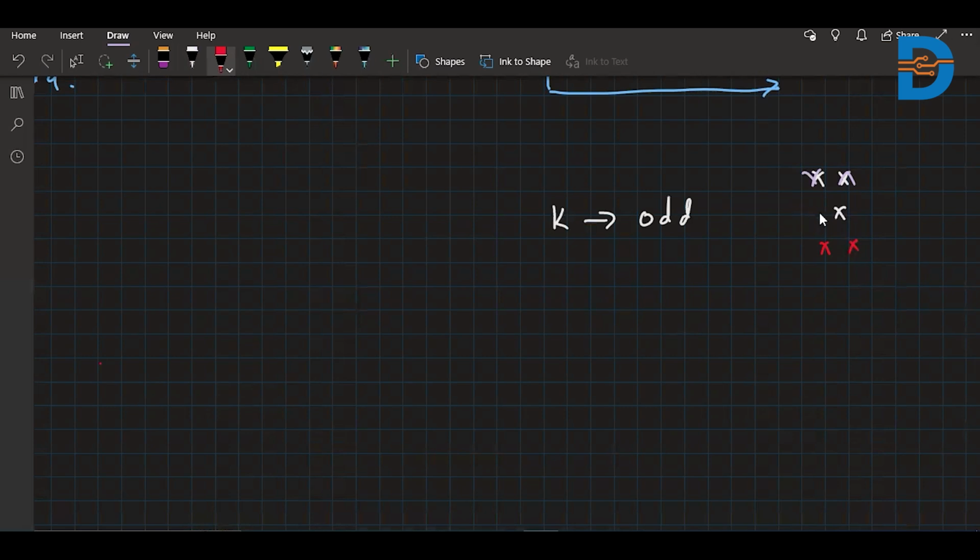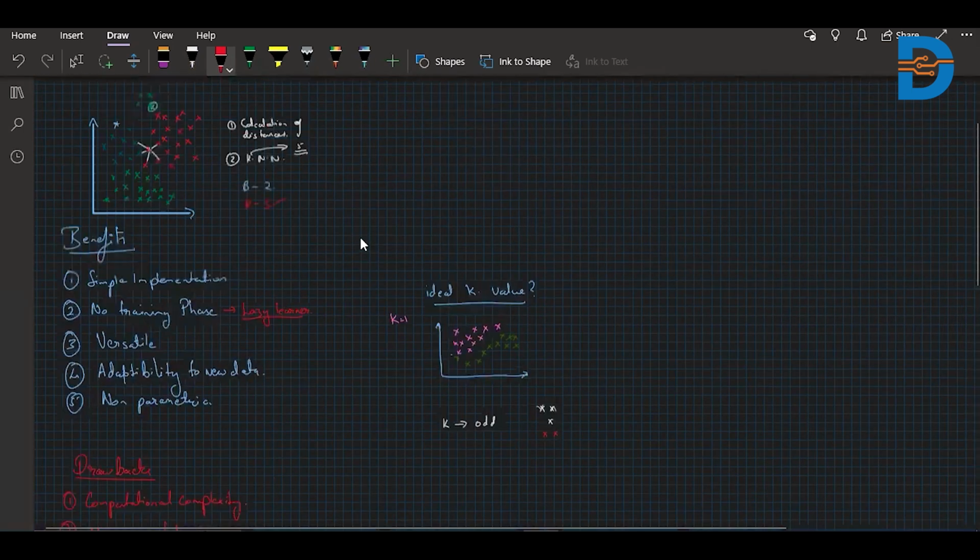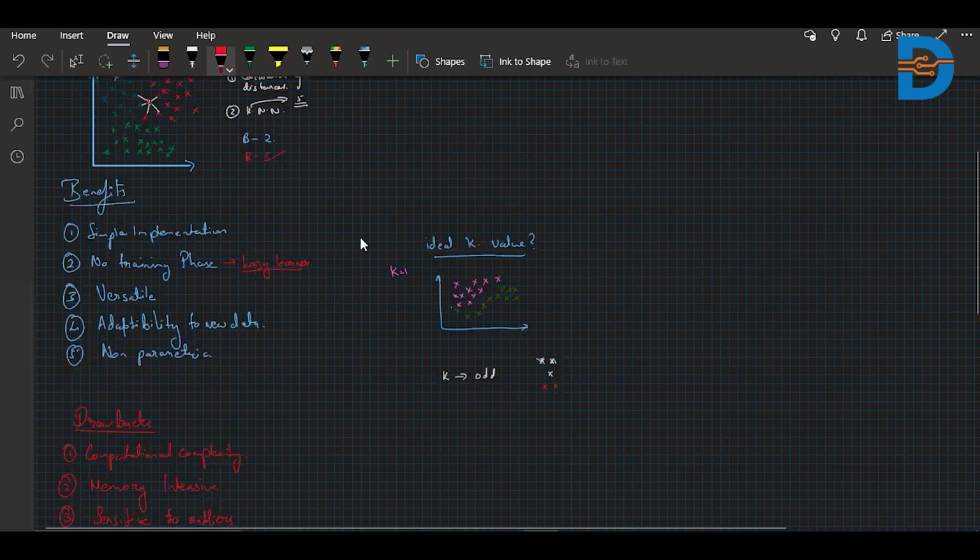So there are methods that you can use to deal with the ties, something that we will discuss later on. But all in all, to just get started with the concept of KNN, I believe this should suffice.